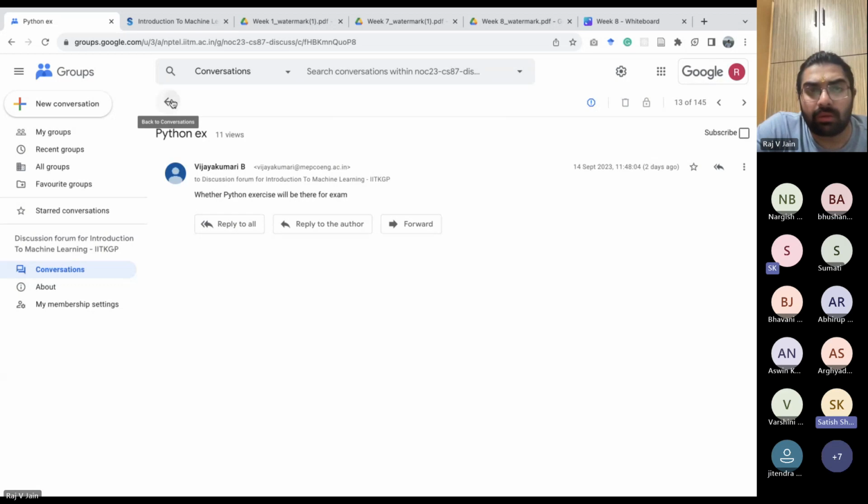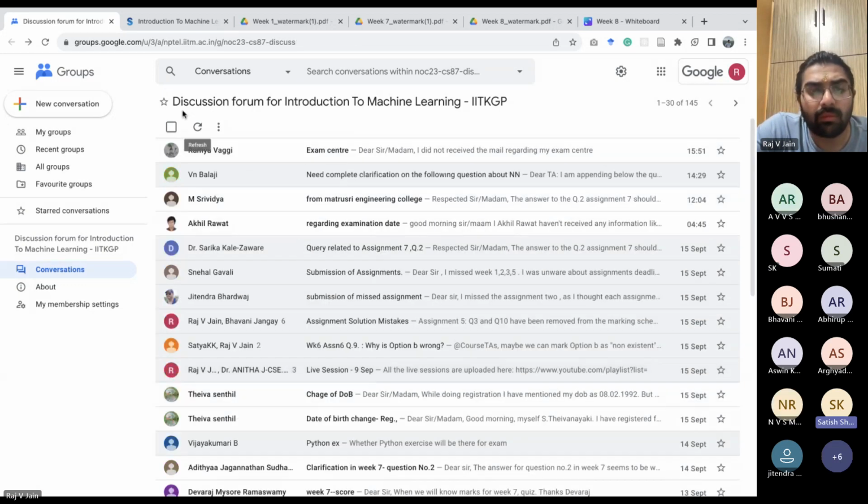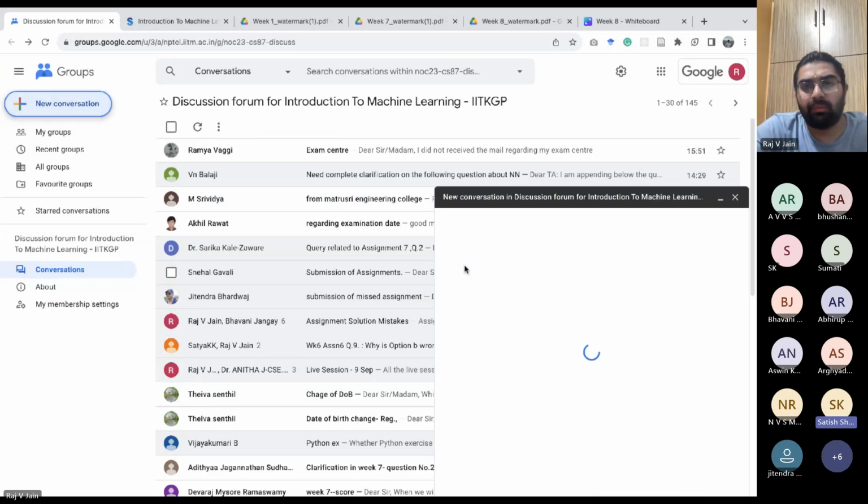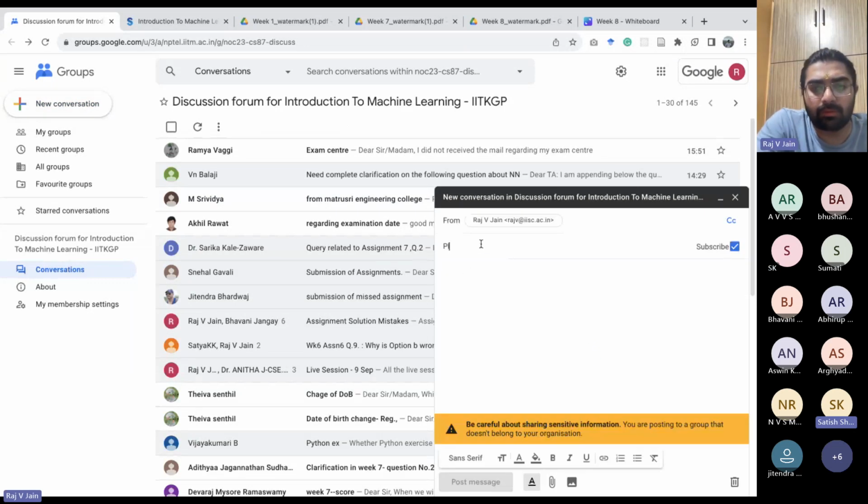Sir, this question is more relevant because in the assignments, whatever assignments we have, 8 assignments, Python questions were never asked. If Python questions are there, you can expect 1% or 2%. Since there were no Python questions in the assignments, and suddenly it comes, it may be a problem for people. That's the reason everybody is asking the same question again and again.